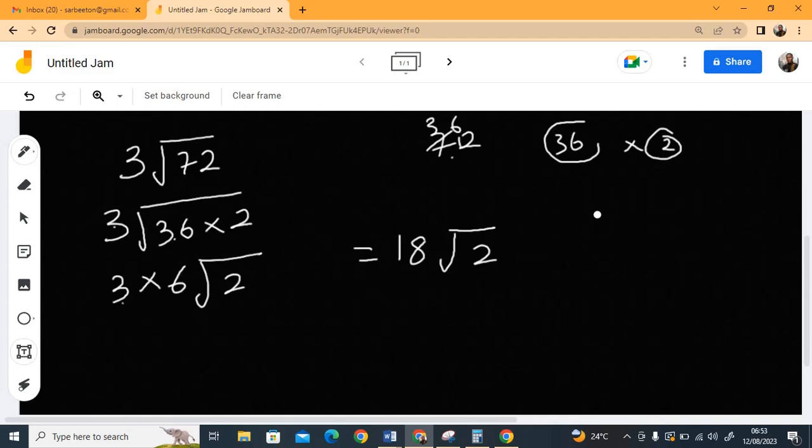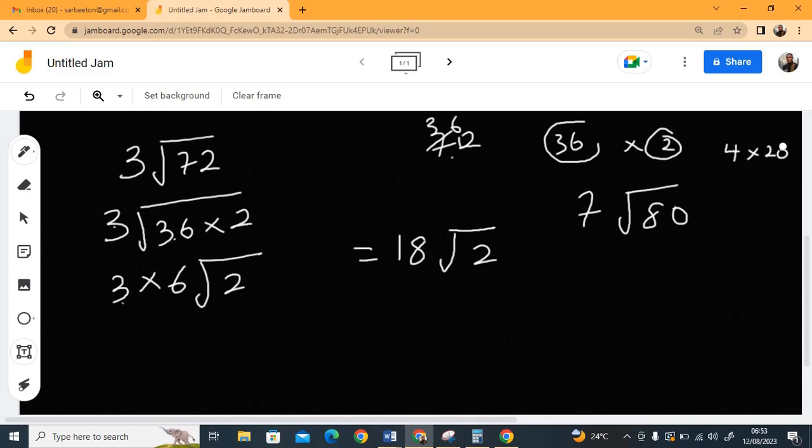Let's now look at another. Let's say we are given 7 root 80. So how do you solve this? If I use 4 to divide this, 4 in 80 is 20, that is 4 times 20 is 80. You can use it, though we can still simplify this, but I just want you to understand this clearly.